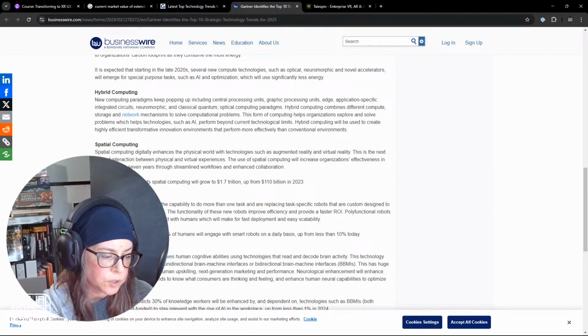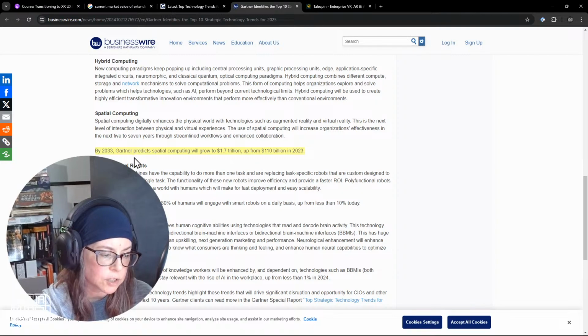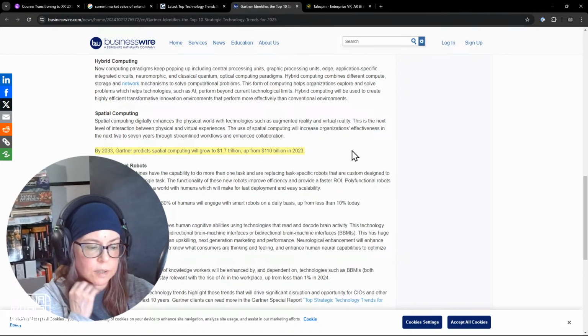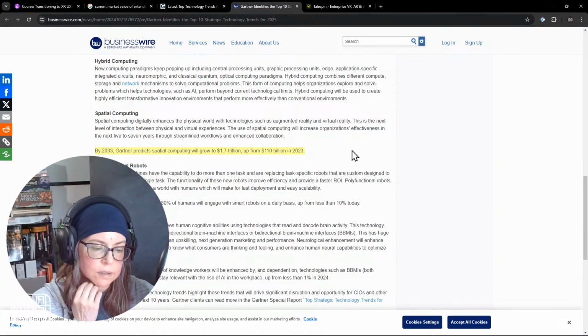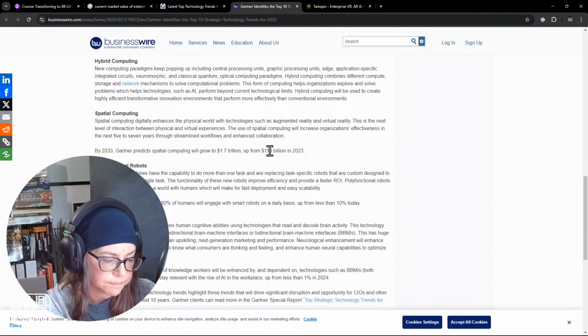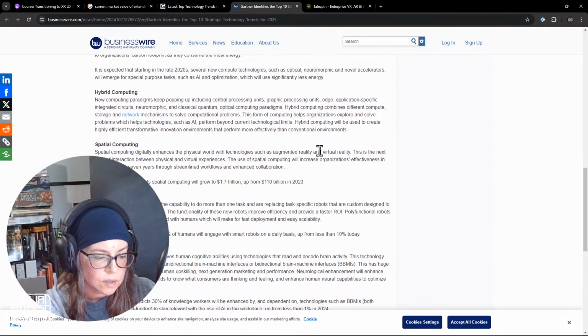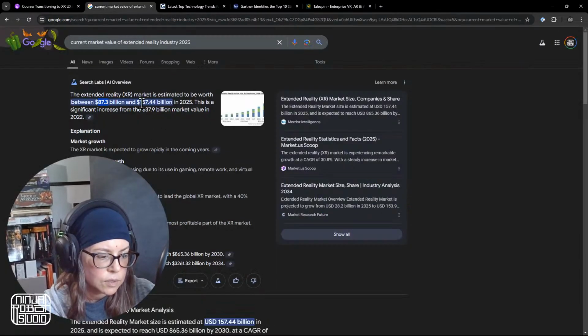And here's a new prediction. It's quite a big prediction. By 2033, Gartner predicts that spatial computing will grow to $1.7 trillion, up from $110 billion in 2023. So that's a big difference. That's a big jump from what we're seeing now with 157.44.